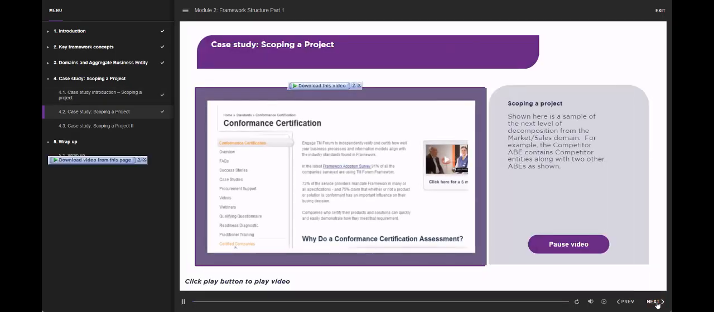Shown here is the homepage for the Conformance Certification Programme. We'll take a look at how the scope or boundaries of one company's certification was specified in terms of domain and ABEs. You can also see here the importance placed on conformance by enterprises seeking products and solutions from other companies, such as software vendors.